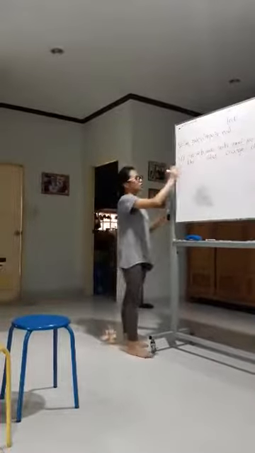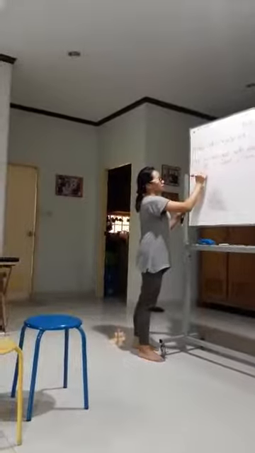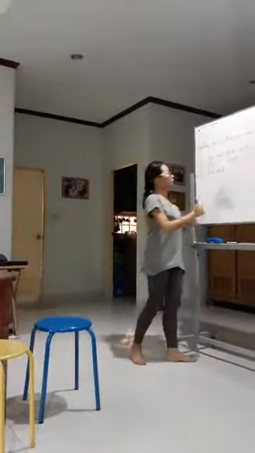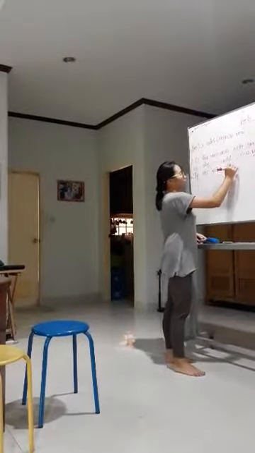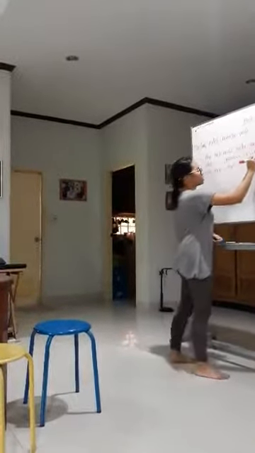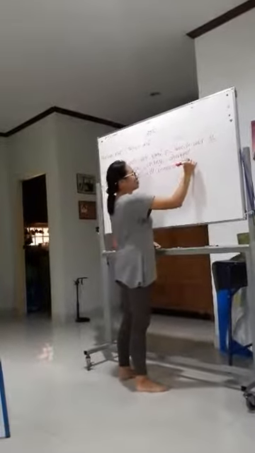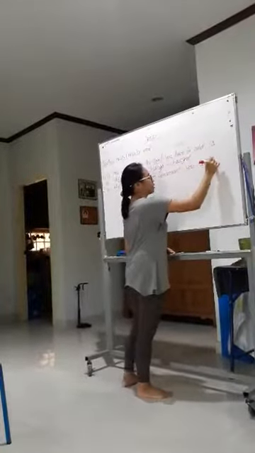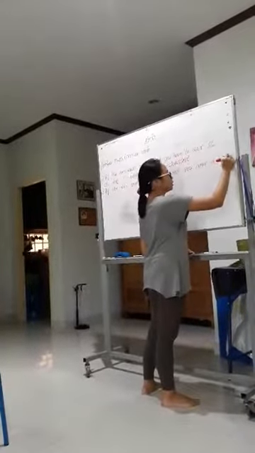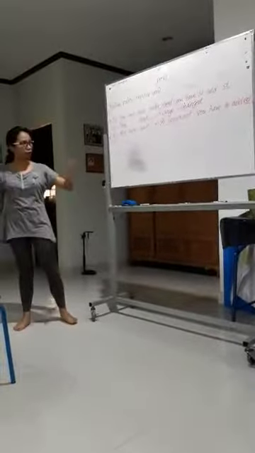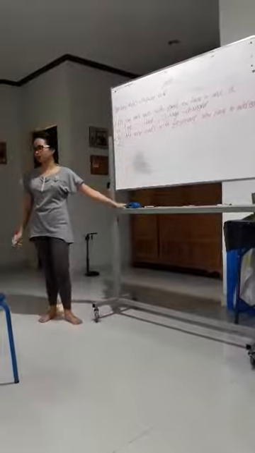Okay, now, next rule. If the verb ends with consonant, you have to add ed. Can you copy while I'm talking? If the verb ends with consonant, you have to add ed. Since you said that vowels are a, e, i, o, u, how about consonant? Can you give me an example of a consonant?